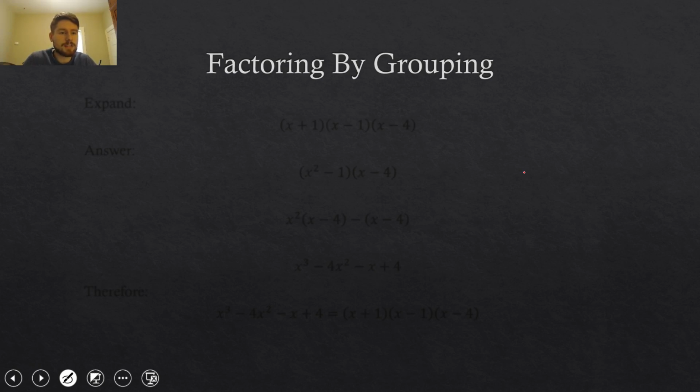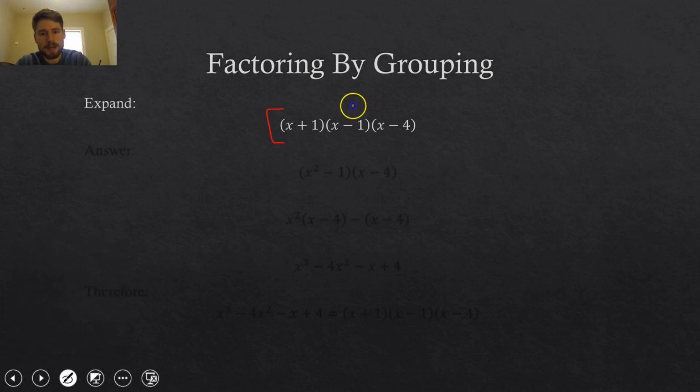This cubic. Okay, so now let's talk about factoring by grouping. I would like you to take a moment and expand this out on your own. x plus 1 times x minus 1 times x minus 4. So pause the video, go ahead and write this out, expand it. If you're having trouble doing this expansion, remember you can always expand these two first, multiply them together, and then expand the answer against x minus 4. I would do it in that order actually, because it will save you some trouble. So go ahead and do that, and then when you're done, resume the video.